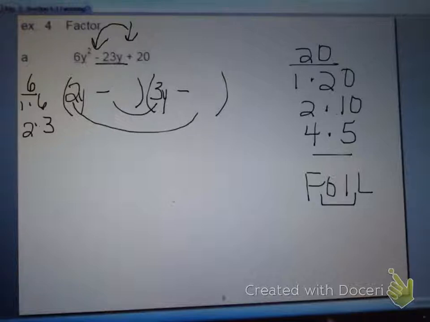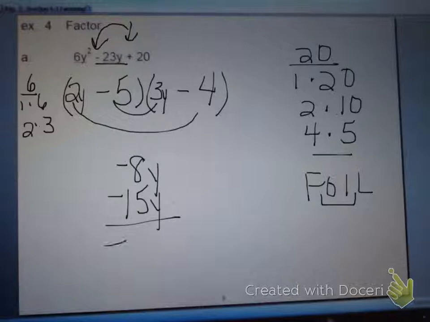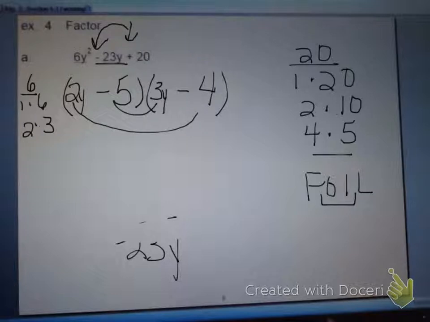You could have flipped the 2 and the 3, but you can't flip both. So I'm going to put the 5 here and the 4 here. Now to check, my outer is a negative 8y, and my inside is a negative 15y, which is a negative 23y, and that is my middle term. So that is the two binomials. Again, you could check by doing the complete FOIL method, but all that's really necessary is the outer and the inner.